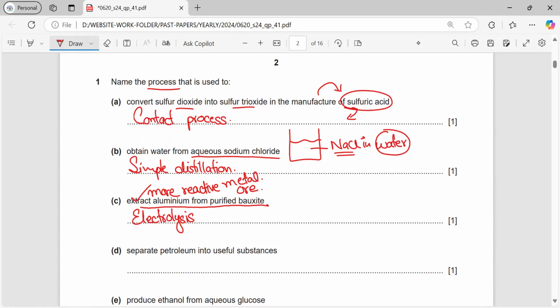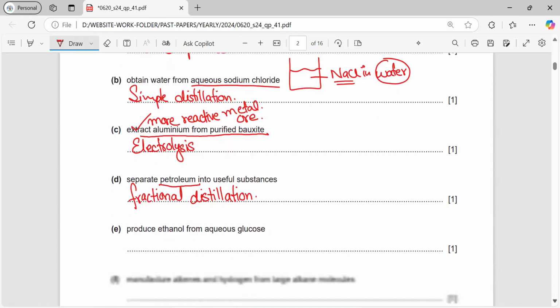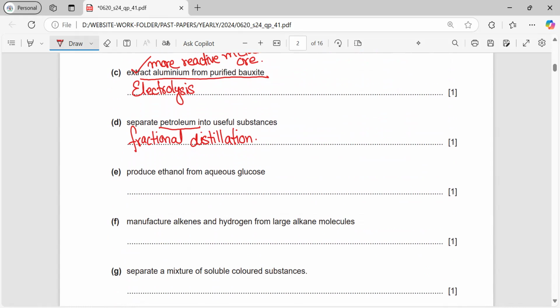The process which separates petroleum into useful substances. So to separate petroleum into different fractions, we use a process which is called fractional distillation. Fractional distillation is a process in which we separate liquids from a mixture on the basis of their boiling points. What's the process which produces ethanol from aqueous glucose? From the glucose, we prepare ethanol by the process of fermentation.